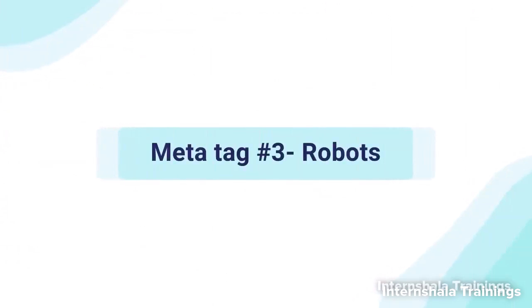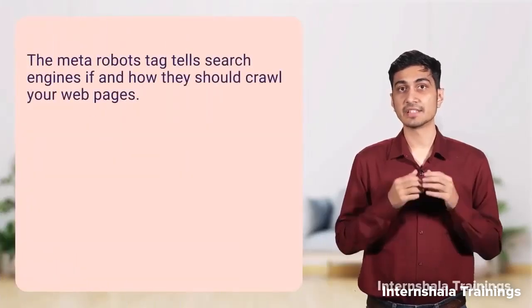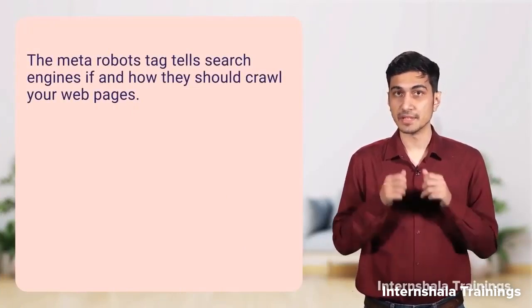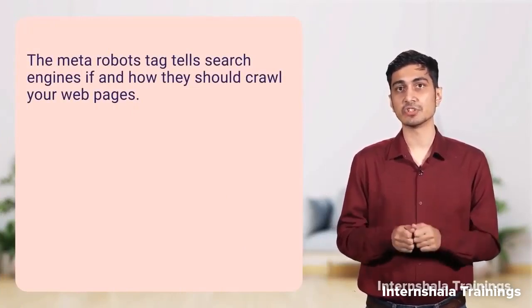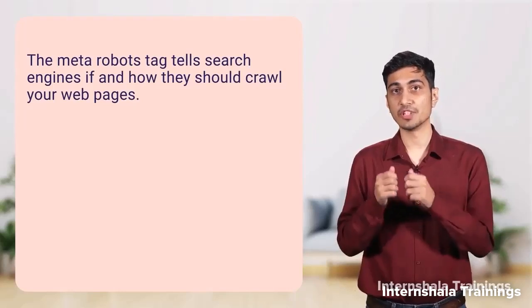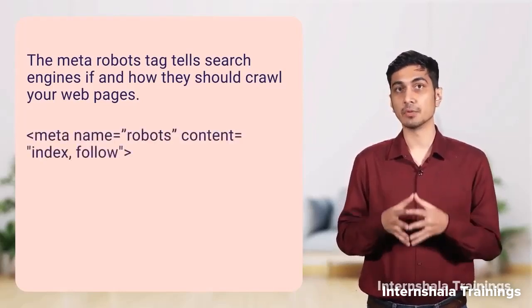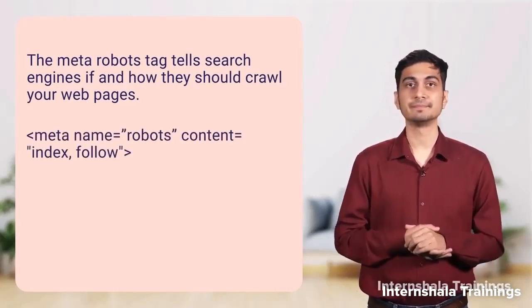Now, let us have a look at the third tag, the meta robots tag. The meta robots tag tells search engines if and how they should crawl your web pages. This is the tag that directs the search engine's crawlers or bots about which pages to crawl or not crawl. The syntax for the meta robots tag is something like this.